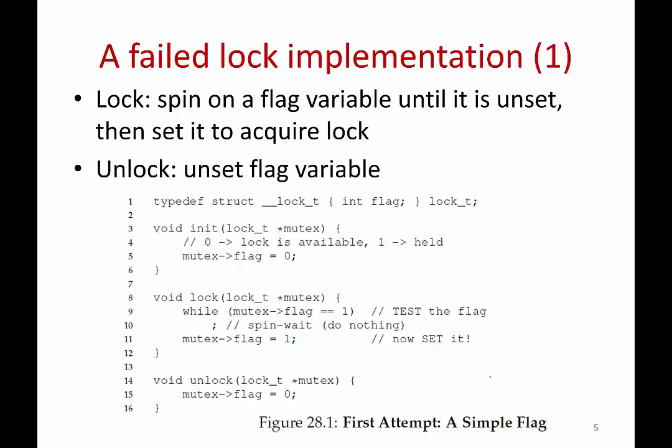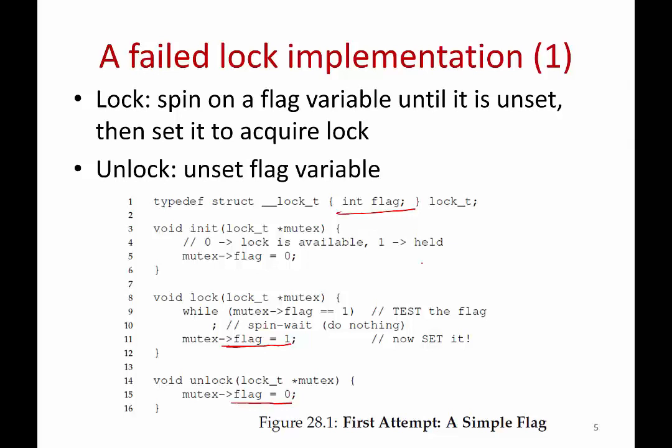So here is a very simple idea that doesn't work. As the title says, this is a failed implementation. So suppose you have the idea that you will use a flag variable to serve as a lock, right? So anytime a process wants to lock, it will set the flag to 1, and anytime it wants to release the lock, it will set the flag to 0. So the flag set to 1 means somebody holds the lock.